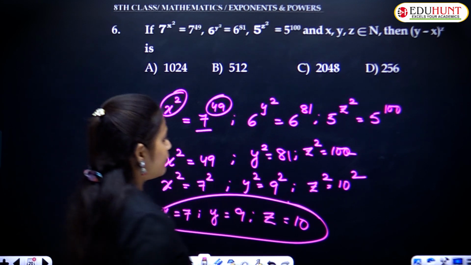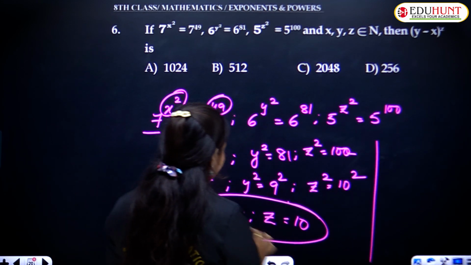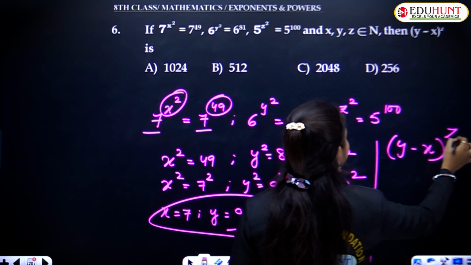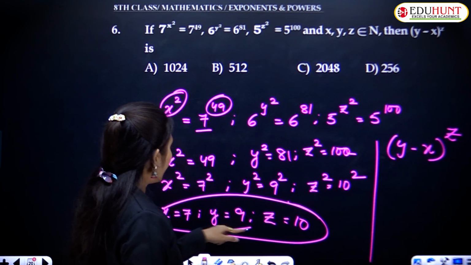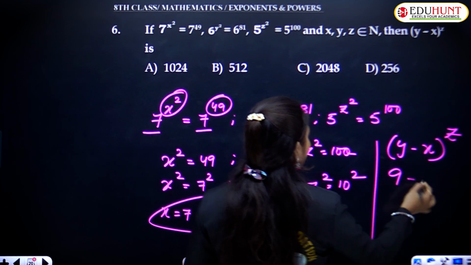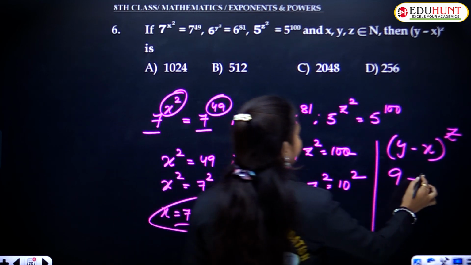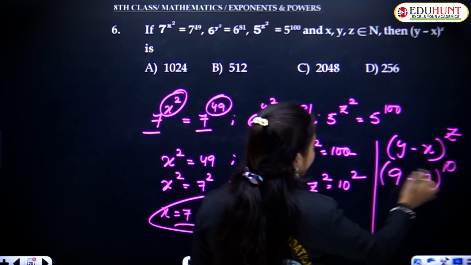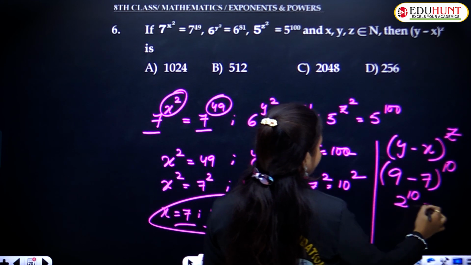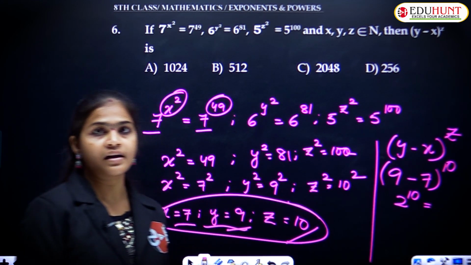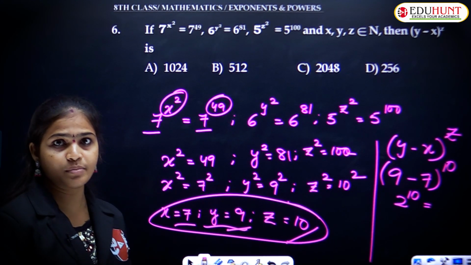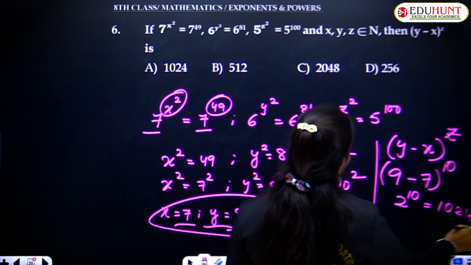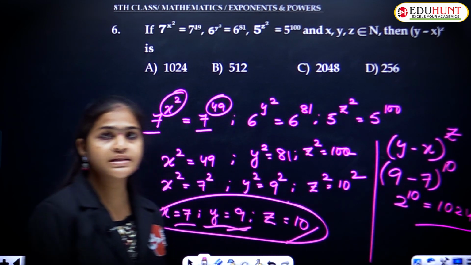Now substitute those values here. We need to find (y minus x) whole power z. So y is equal to 9, minus x is equal to 7, whole power z is equal to 10. So 9 minus 7 is 2 power 10. What is the value of 2 power 10? I told you to just remember those values. So 2 power 10 value is 1024.